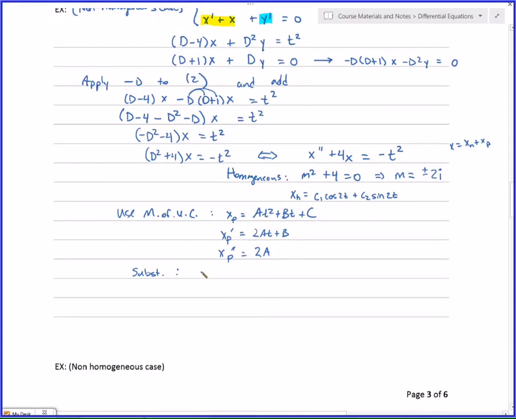So substitute those into here. You're going to get 2a plus 4 times at squared plus bt plus c equals negative t squared. So group the t squared, the t, and the constant: I've got 4a times t squared plus 4bt plus 2a plus 4c equals negative t squared.